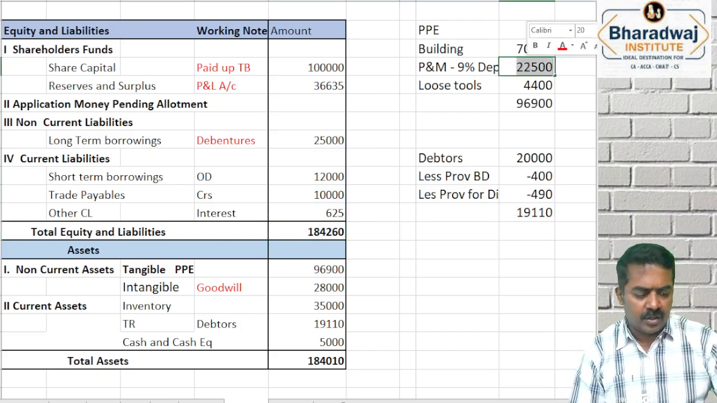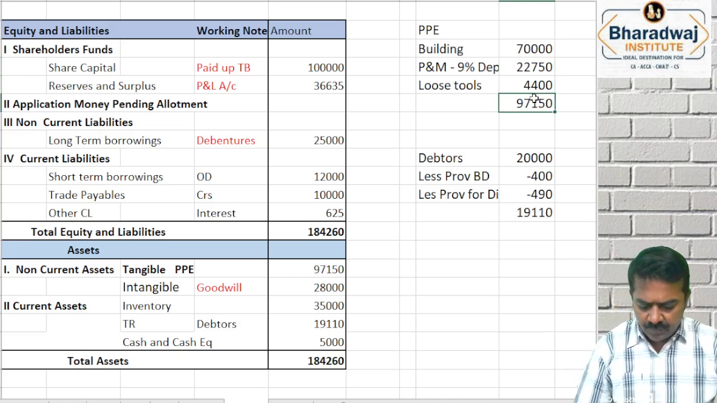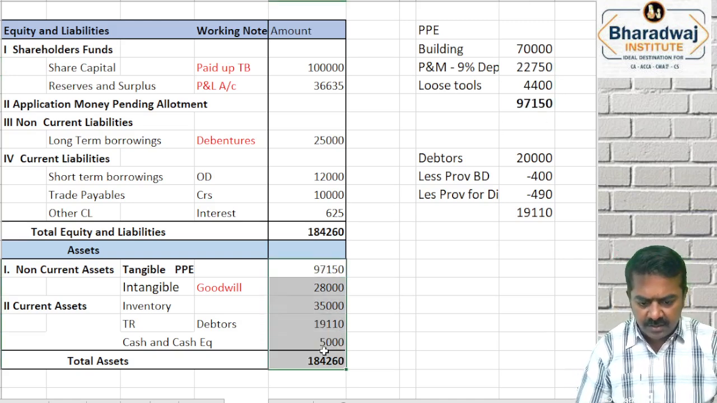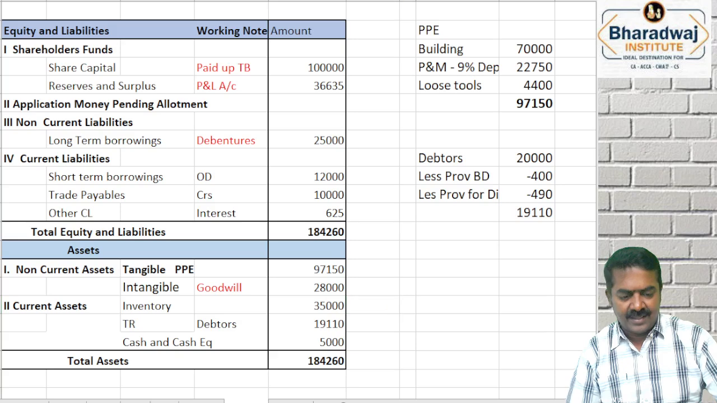22,750. 97,150, correct. The balance sheet tallies.